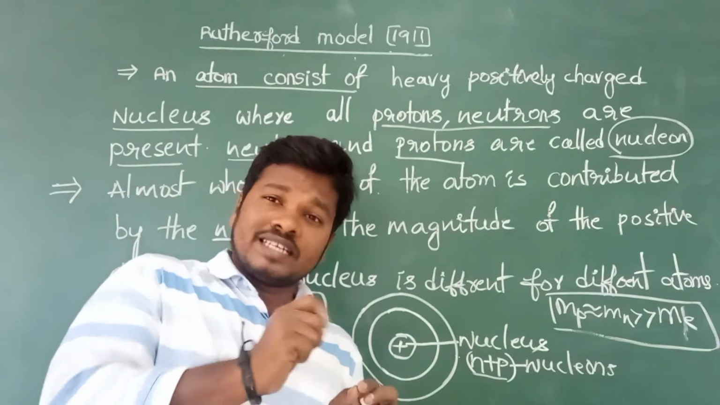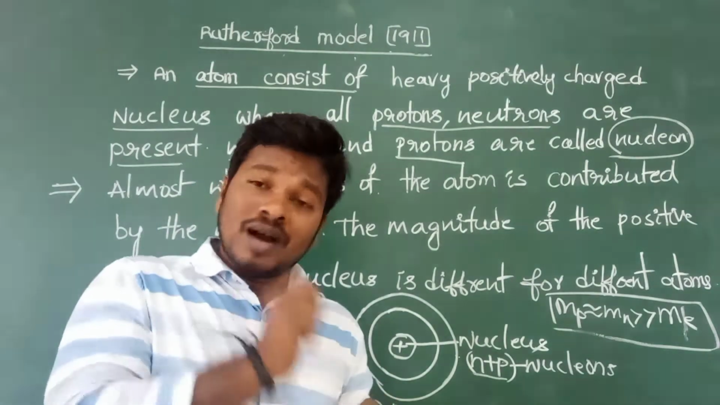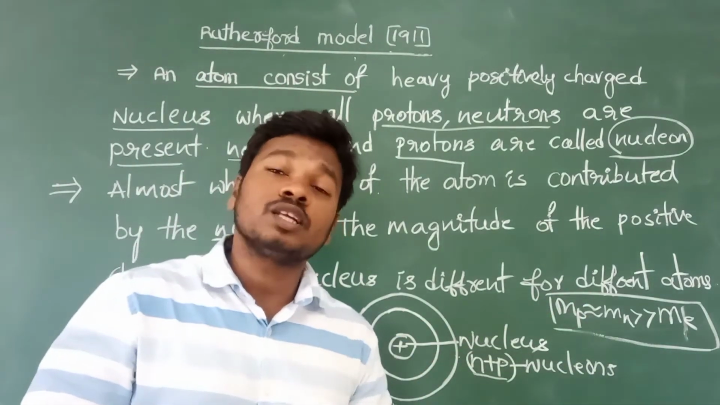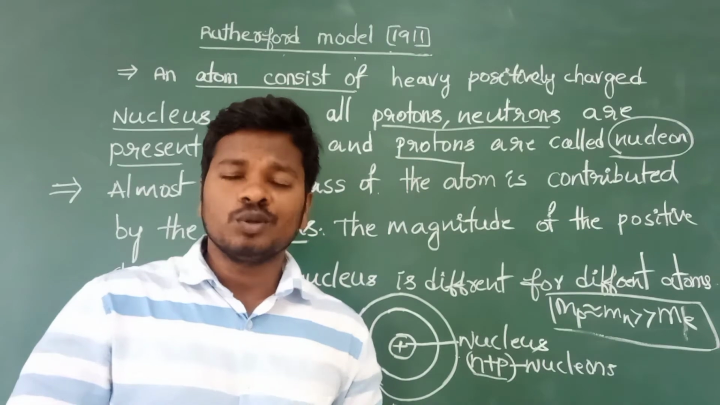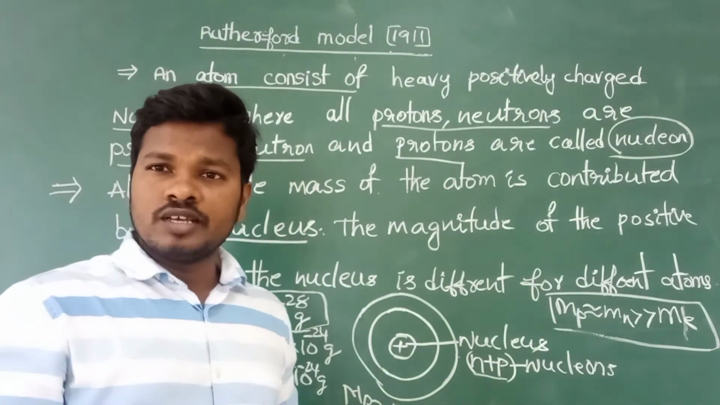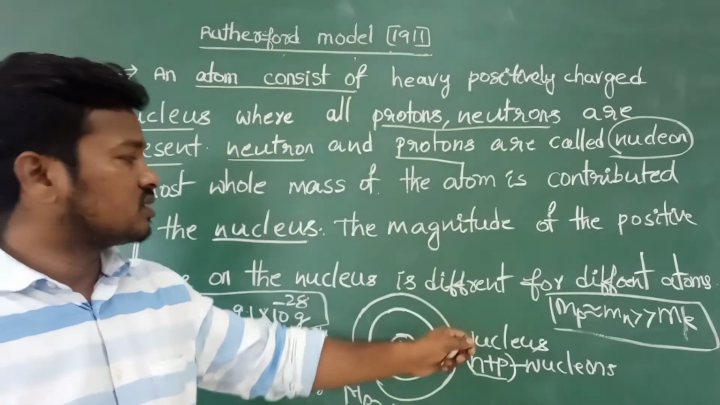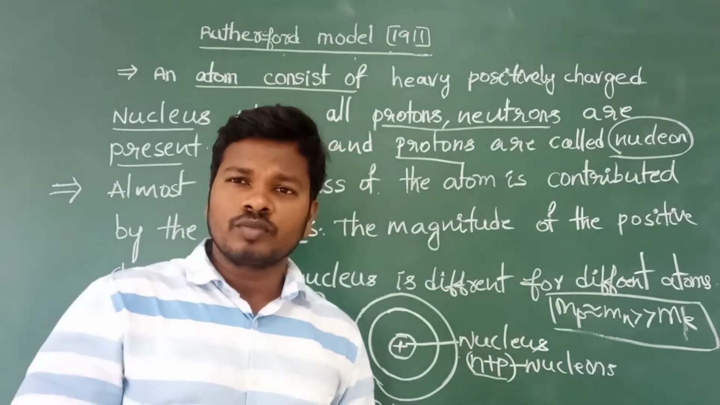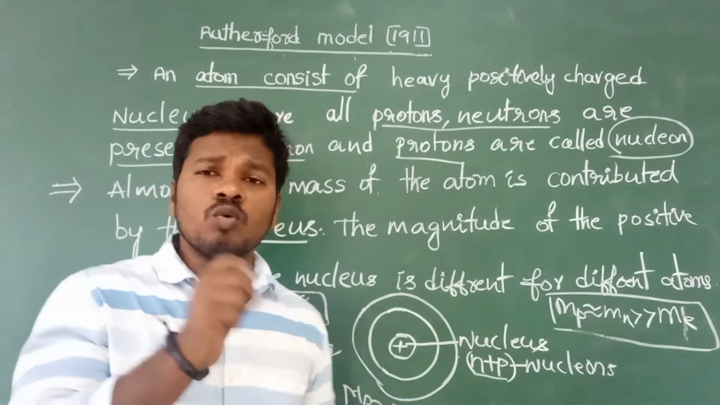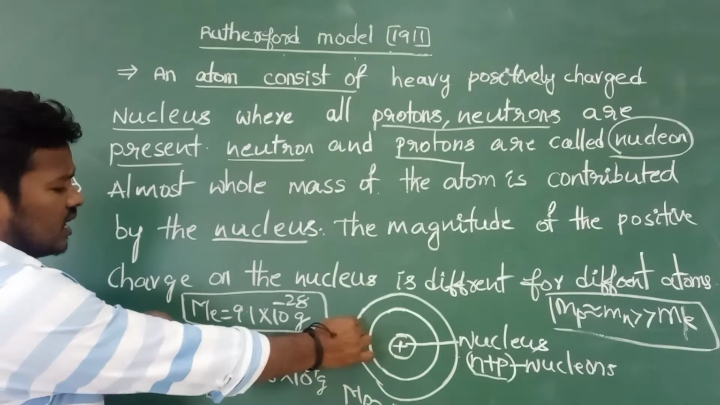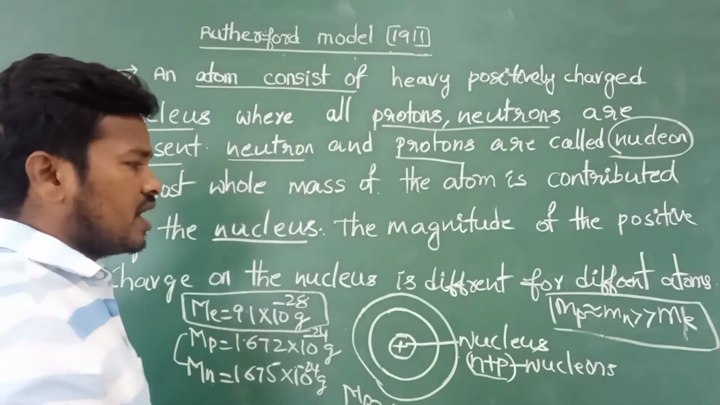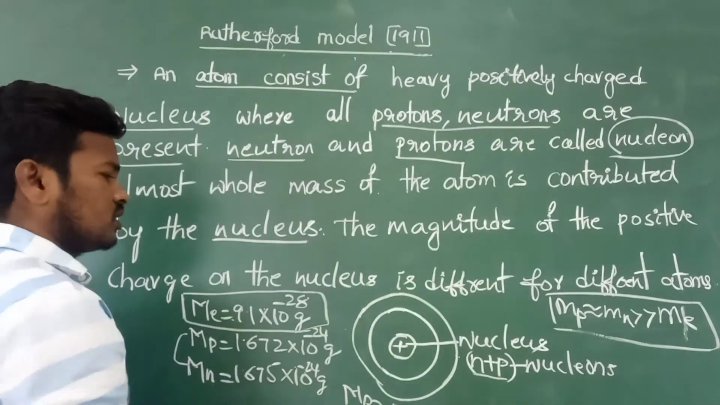So most of the mass of the atom is contributed by these two subatomic particles, proton and neutron, which are present in the nucleus. So obviously the nucleus has the highest mass compared to the rest of the atom. I think you understand this point very well. Once again, the mass of the electron is very small, and the masses of the proton and neutron are much greater than the mass of the electron.